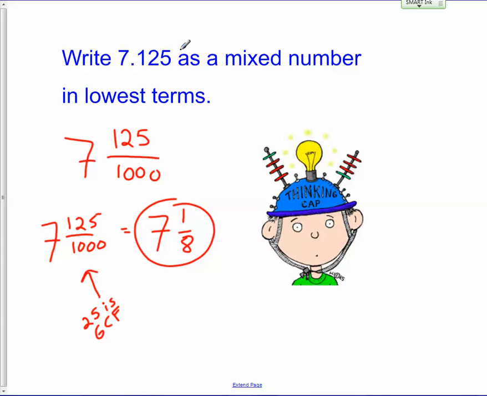And then one more practice. You guys had to write this as a mixed number in lowest terms. It's 7 and 125 thousandths. These can both be divided by 125. Whoops, 125 is the greatest common factor, and you get 1/8 because 1 times 125 is 125, and 8 times 125 is 1,000. So 7 1/8 is that decimal in lowest terms as a mixed number.